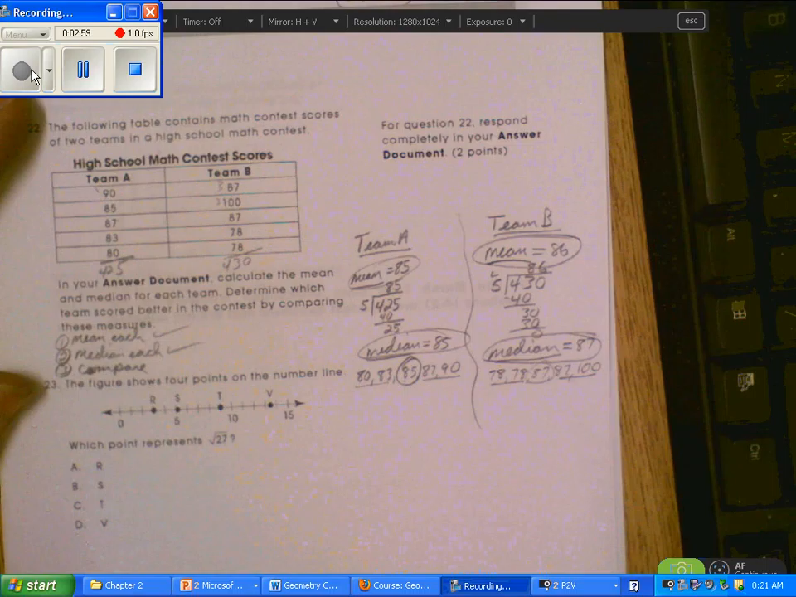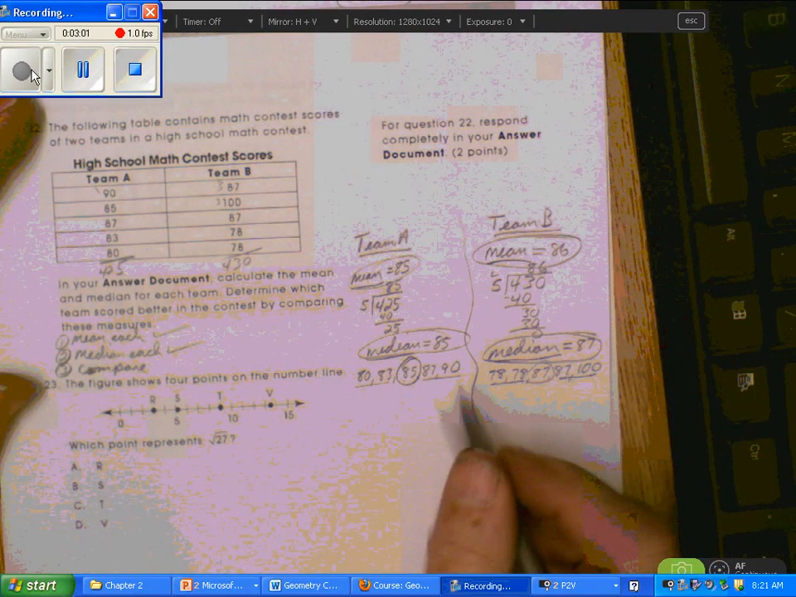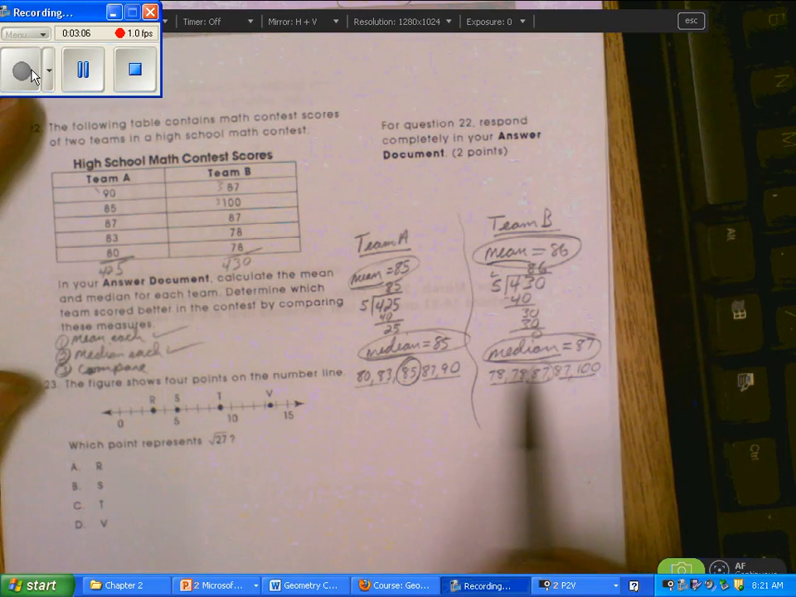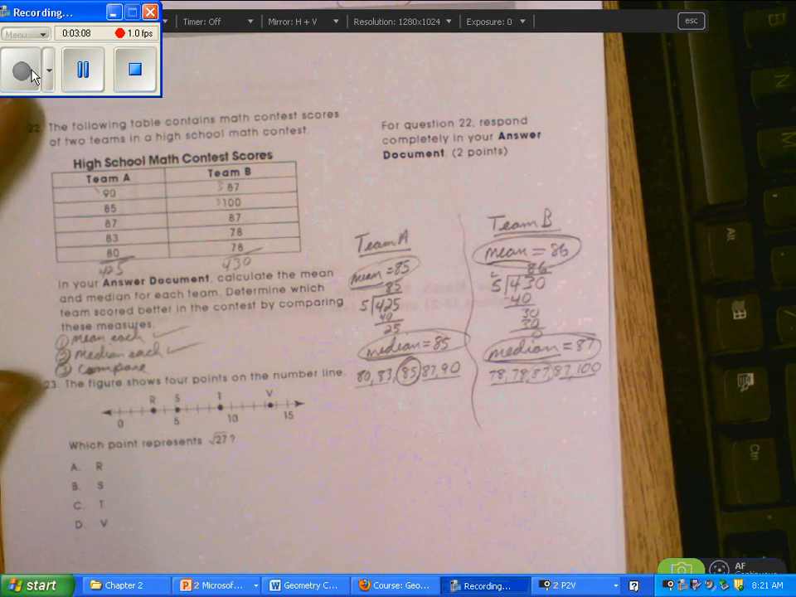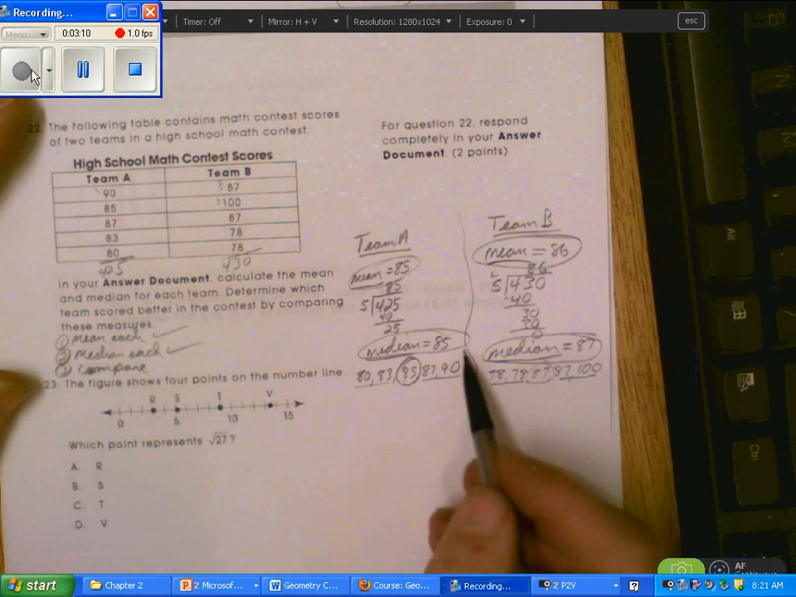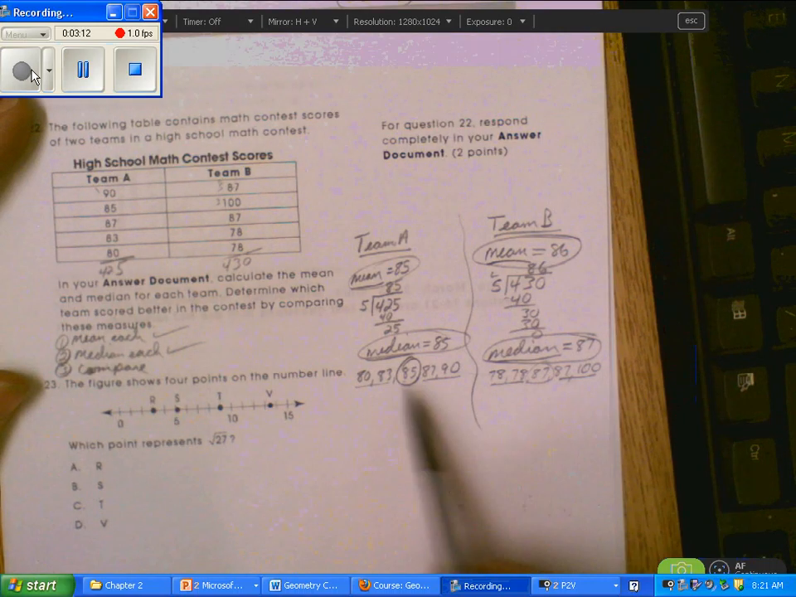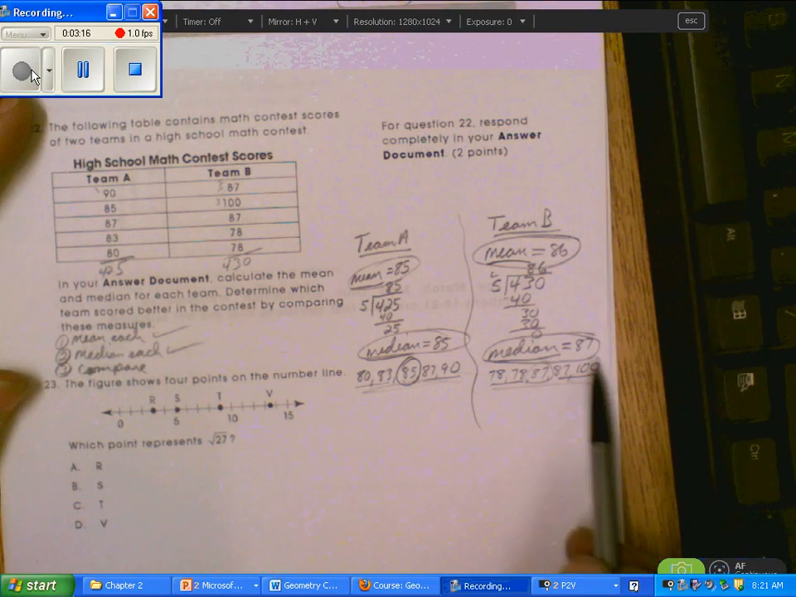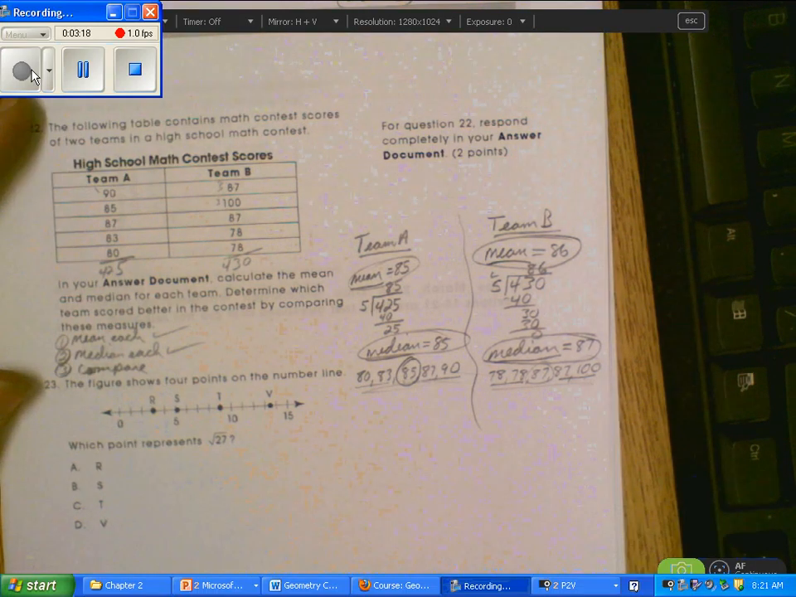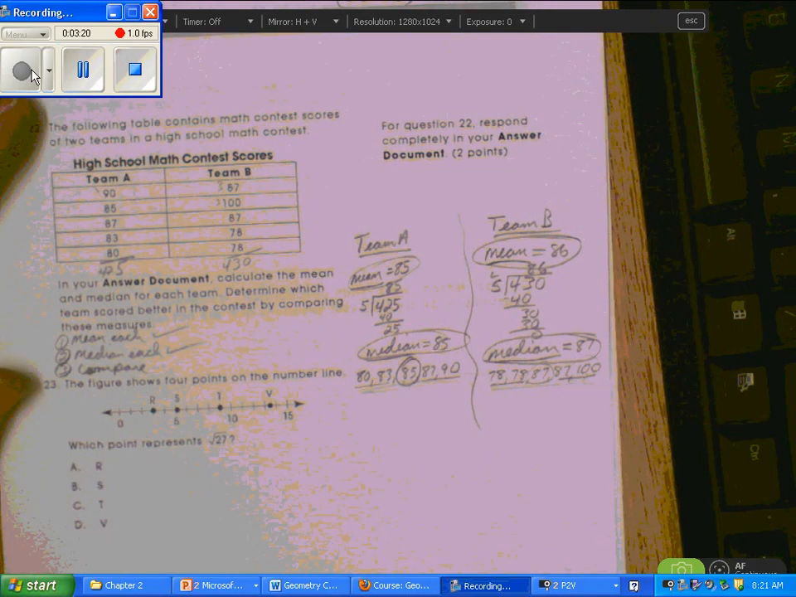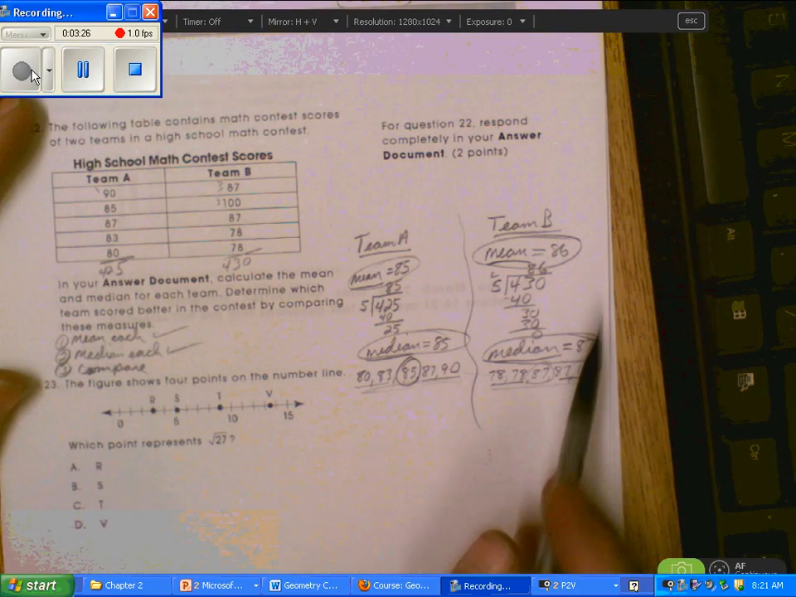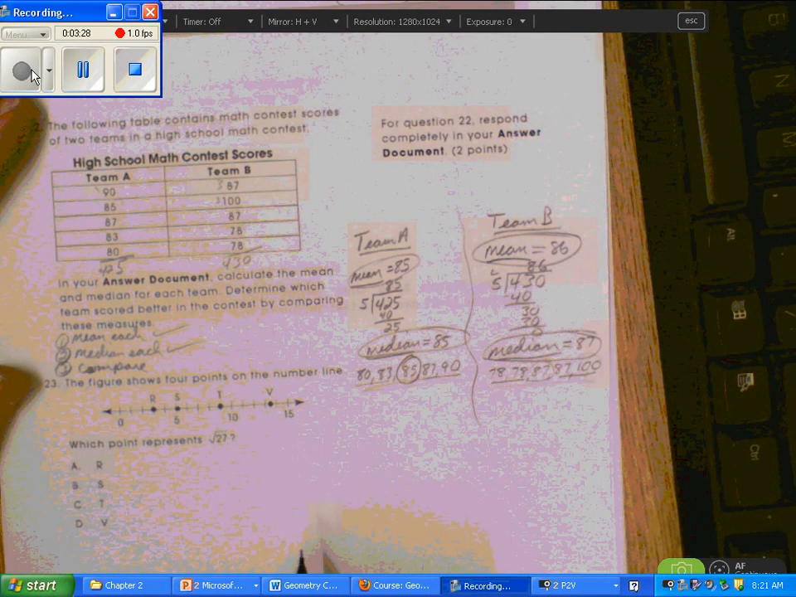In comparison, you just write a sentence, something about Team B has a higher mean and a higher median, so their scores are better. Now, that necessarily isn't the case, because if we look at all these, Team B has that 100, which really pulled their mean up. But comparing those, it looks like Team B has the better scores.